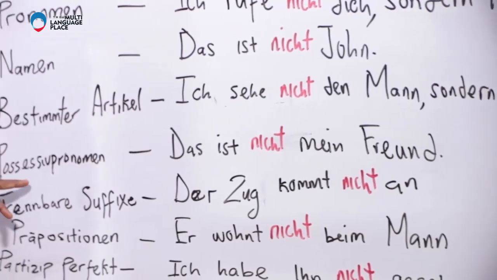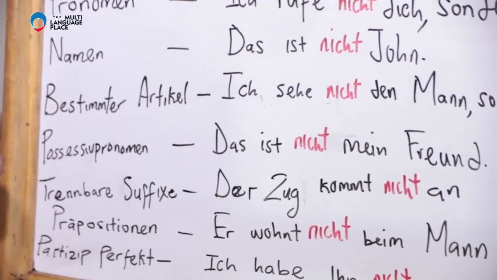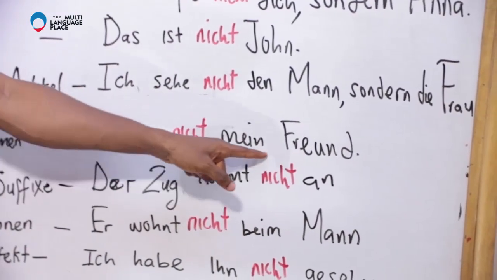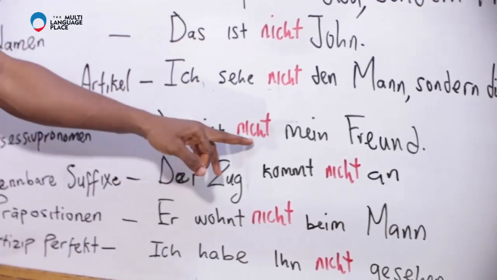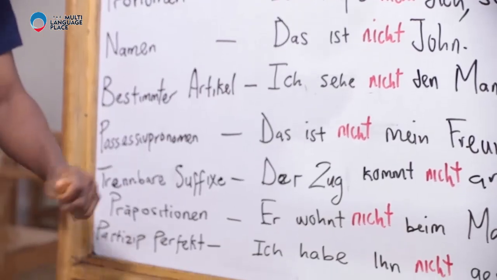Nicht also will come before a possessive pronoun. When we have a possessive pronoun, nicht has to come before it. Das ist nicht mein Freund. Mein here is a possessive pronoun, so nicht has to come before it. Das ist nicht mein Freund. That is how you arrange it.